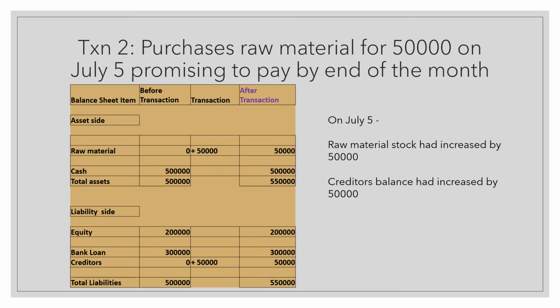Transaction 2: the company purchases raw material for 50,000 on July 5, promising to pay the money by end of the month. On July 5, if you see the balance sheet, the raw material stock has increased by 50,000 and the creditors balance has increased by 50,000.